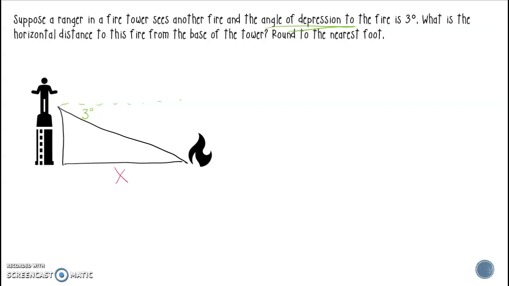And it looks like I forgot to label the height of the tower, which is 90 feet. I meant to type that up there, I apologize. So the height of the tower is 90 feet. So again, I'm given the angle of depression is 3 degrees. So the alternate interior angle to that would be my angle of elevation. And again, if I look at this, 3 degrees, I'm given the opposite and the adjacent. So again, we're going to be using tangent. So the tangent of 3 equals opposite over adjacent.